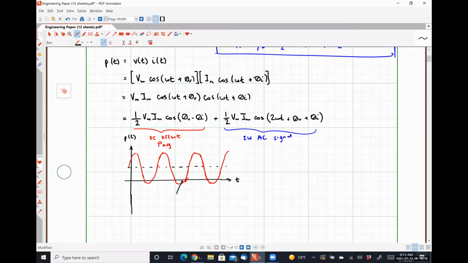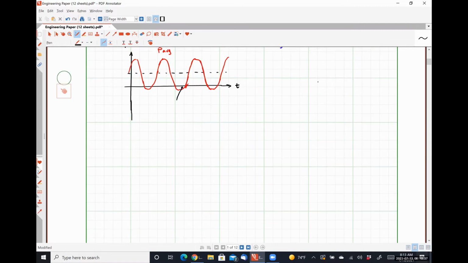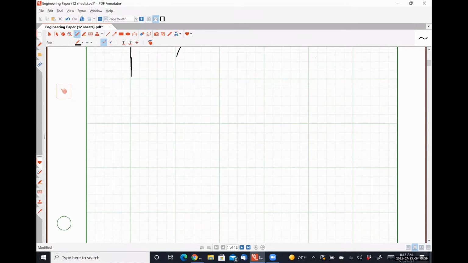What we'll find out momentarily is that exactly half of the time a capacitor and an inductor absorbs power, and exactly half of the time a capacitor or inductor supplies power. All right. So let's talk about what would happen specifically with a resistor.